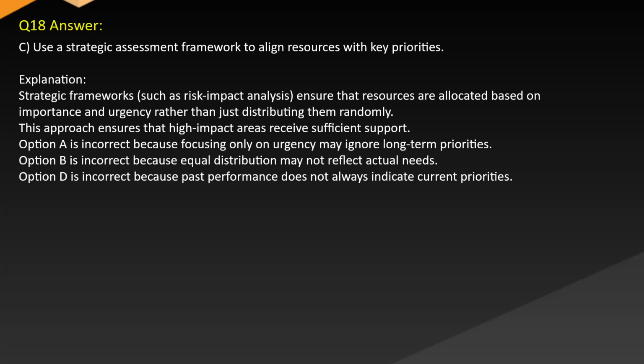Answer: C. Use a strategic assessment framework to align resources with key priorities. Explanation: strategic frameworks, such as risk impact analysis, ensure that resources are allocated based on importance and urgency rather than just distributing them randomly. This approach ensures that high-impact areas receive sufficient support. Option A is incorrect because focusing only on urgency may ignore long-term priorities. Option B is incorrect because equal distribution may not reflect actual needs. Option D is incorrect because past performance does not always indicate current priorities.